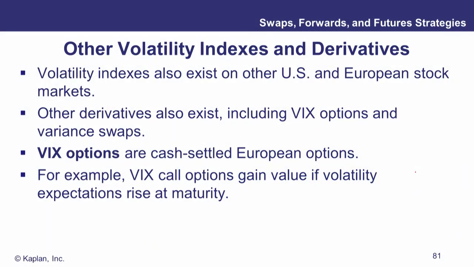Okay, so there are other volatility indices out there. The VIX is a CBOE product. There are similar products on European markets. And there are VIX options as well. VIX options are cash settled European options, obviously a long call wins as the underlying goes up, as volatility goes up. A long put would win as volatility goes down. All right.